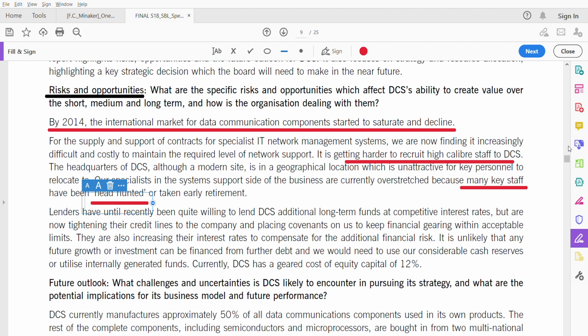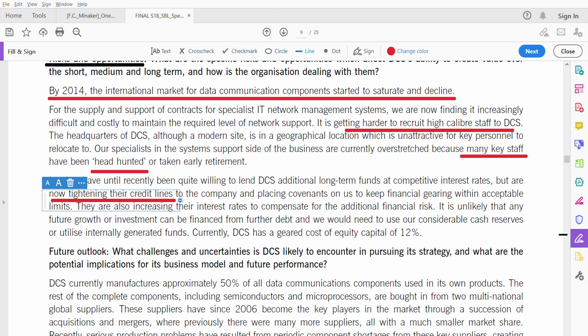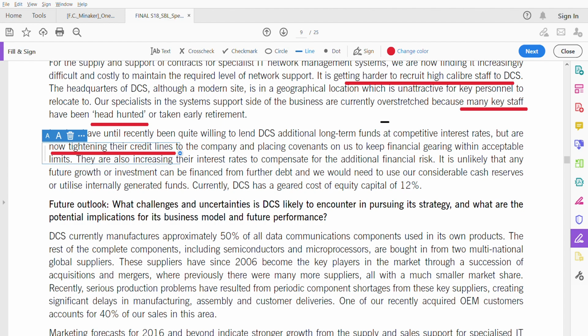Okay. Now let's go down. Lenders have until recently been quite willing to lend DCS additional long-term funds at a competitive interest rate, but are now tightening their credit lines to the company and placing covenants on us to keep financial gearing within an acceptable level. Tightening the credit lines. So now they are tightening the credit lines.